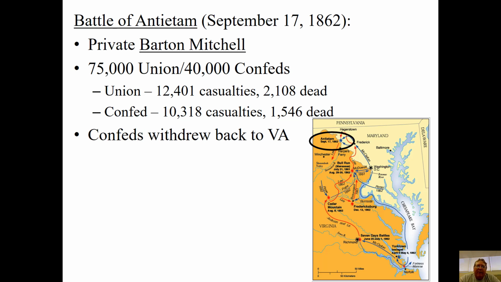But you're going to notice something when you look at the battle casualties here. There are going to be 12,000 total casualties for the North, 10,000 for the Confederacy. 2,000 dead for the North, 1,500 dead for the South. As it stands to this day, it is one of the deadliest days in the history of this country.